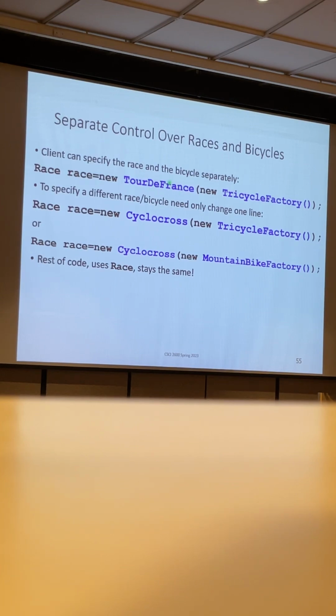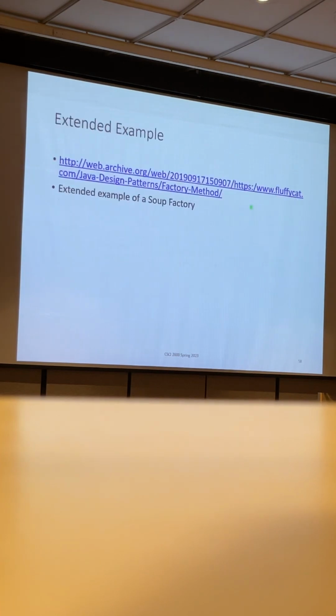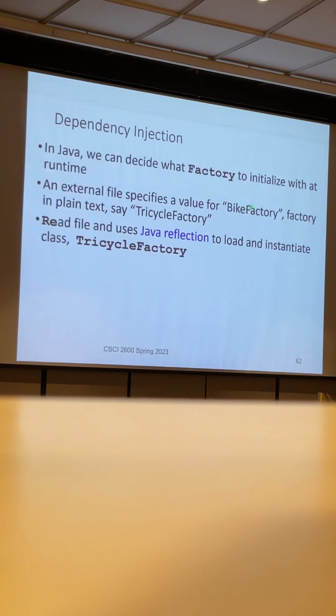So we would have to say, well, to the France, we have to create a bicycle factory object to pass to the constructor of the specific race object. Right? What if we want to defer this decision, which bicycles Tour de France is going to be using, even further, even to the runtime? And this is exactly what can be done with dependency injection.